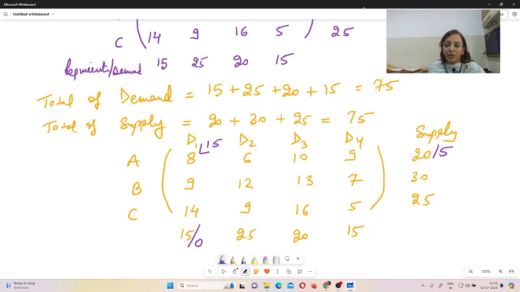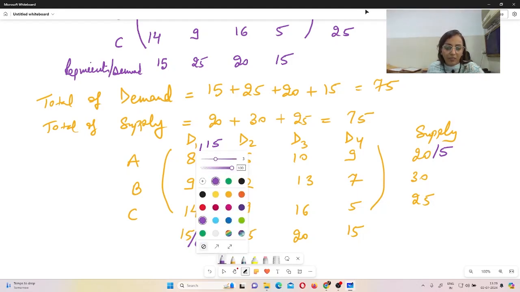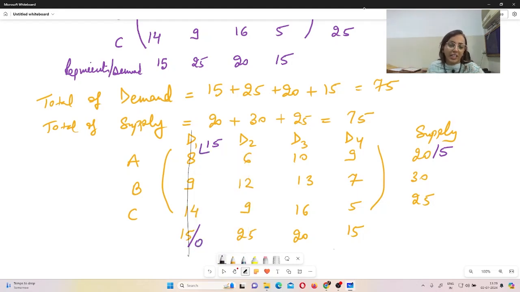A part is being completed with the remaining pending of 5 units, but the demand requirement of D1 is fulfilled. So what we can do is delete that demand part with this part. So deleting it, you have to delete this value. Why have we deleted it? Because all the allocations have been done.